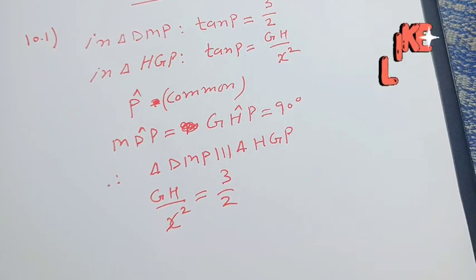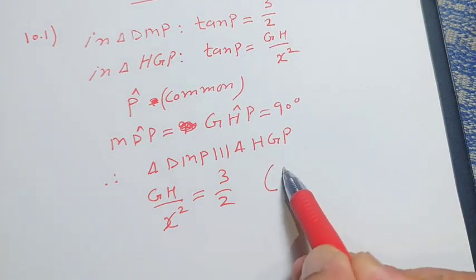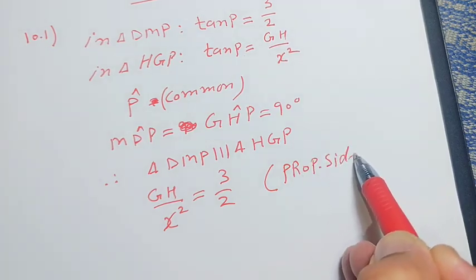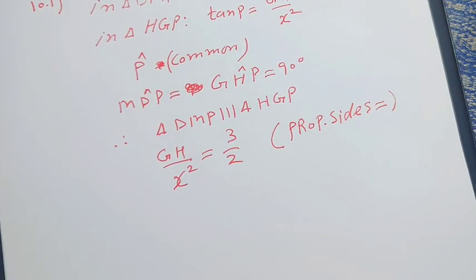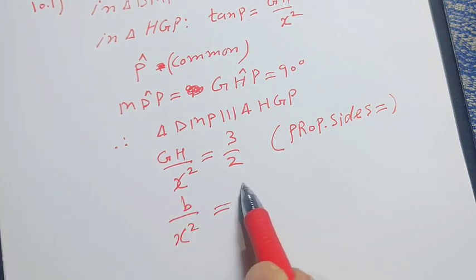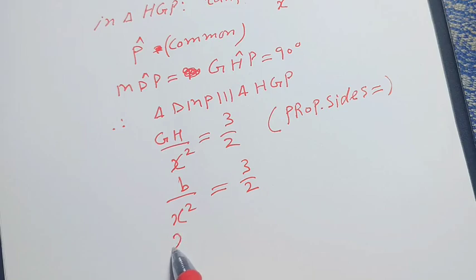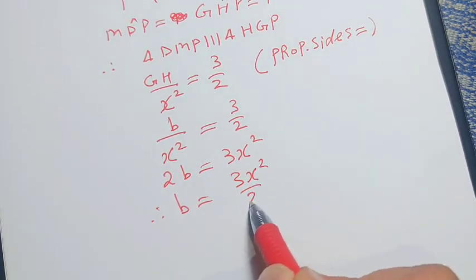Why? Because in similar triangles, the proportion of sides is equal, right? So now GH is B, x squared over... is equal to 3 over 2. Now cross multiply: 2B is equal to 3x squared. Therefore B is going to be equal to 3x squared over 2.